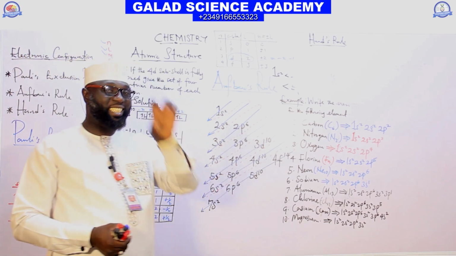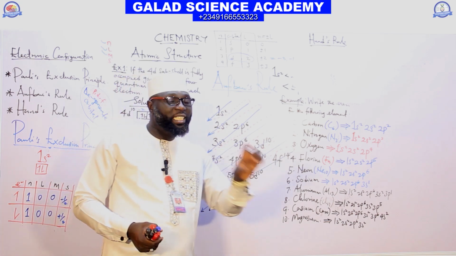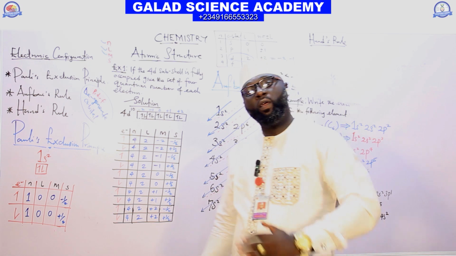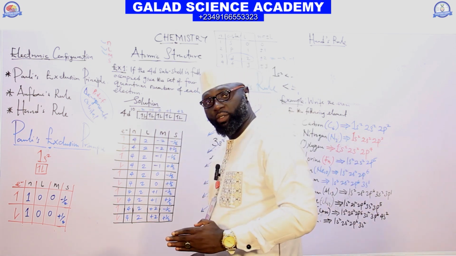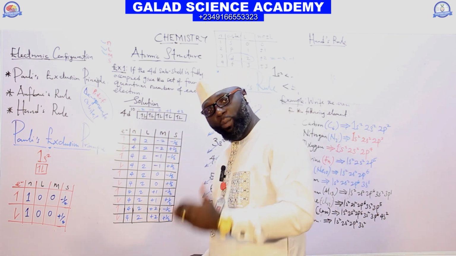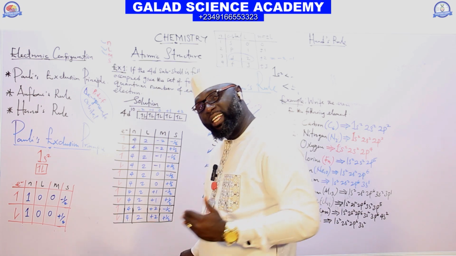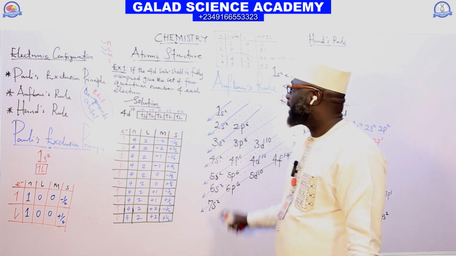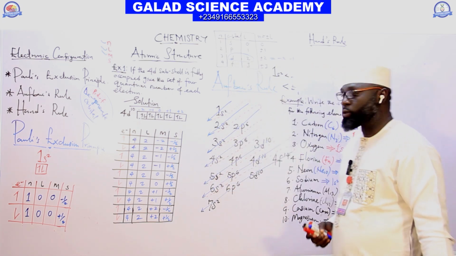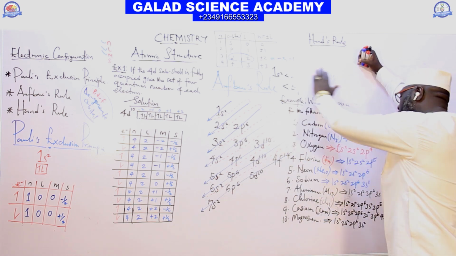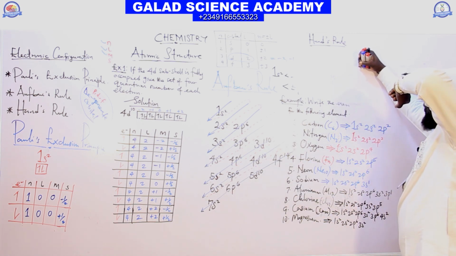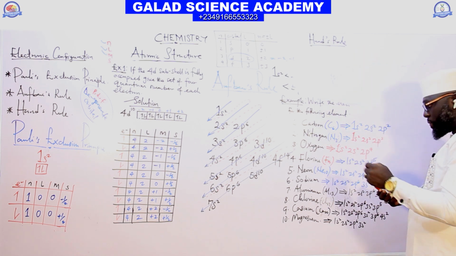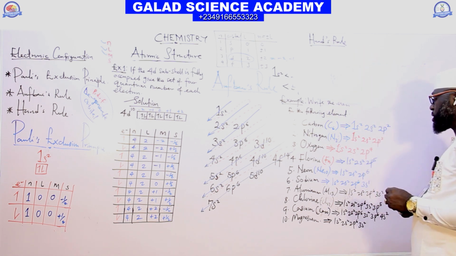So we also say that electrons are distributed singly into degenerate orbitals before pairing commences. During electronic configuration, the degenerate orbitals must be filled singly before pairing commences. That is what Hund said. Let us look at what Hund said. He said in degenerate orbitals.